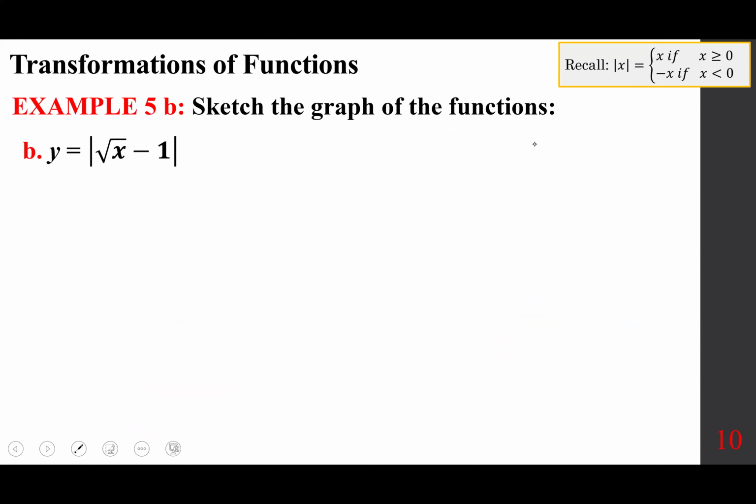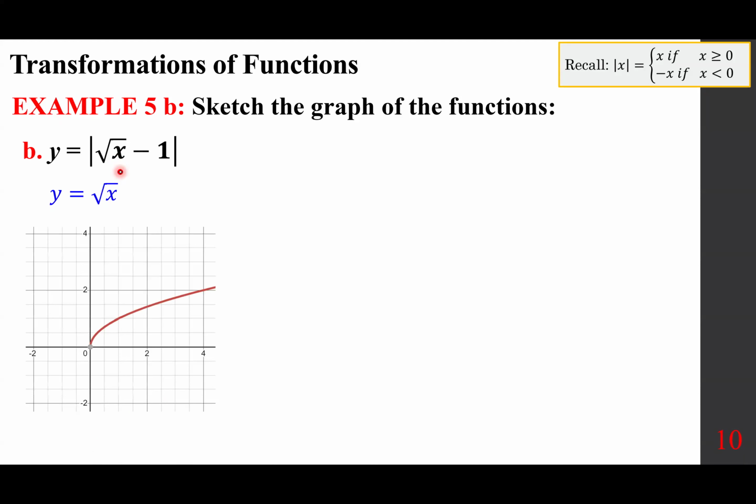All right. Sketch the graph of the function y equals absolute value of square root of x minus 1. So what we are going to do, we are going to ignore the absolute value first, and we're going to graph square root of x minus 1. And so we start with y equals square root of x. That is one of those elementary functions. We should know the graph looks like this.